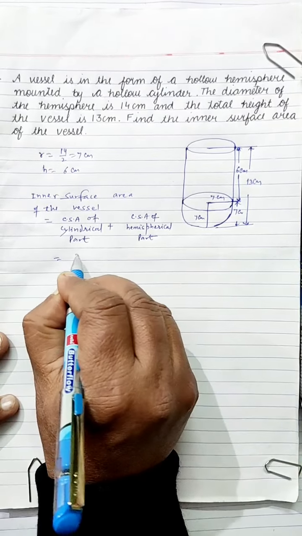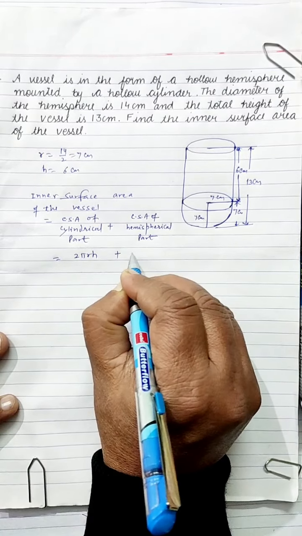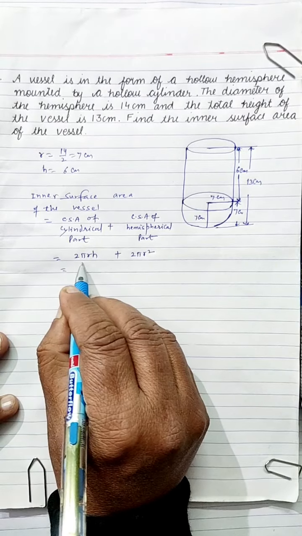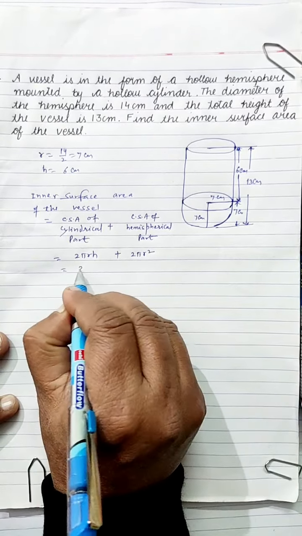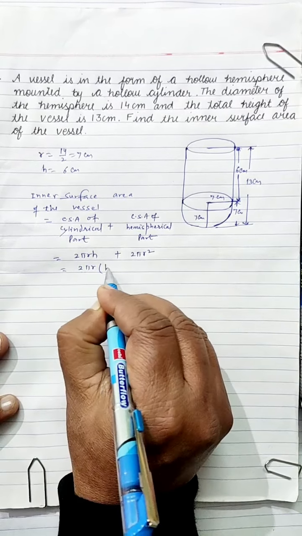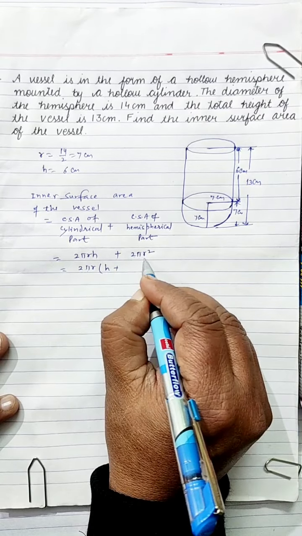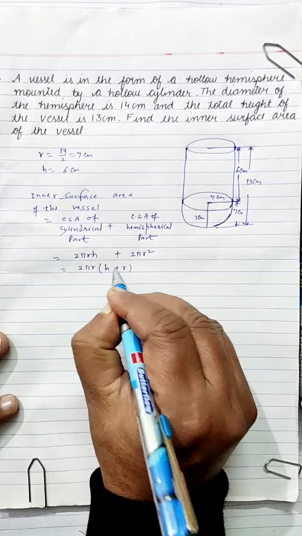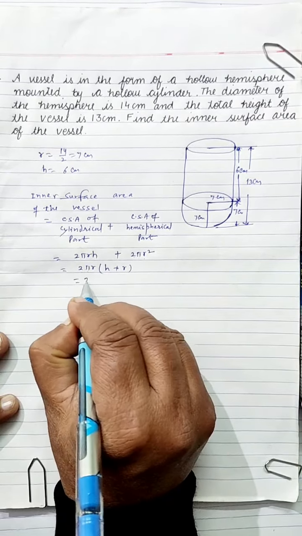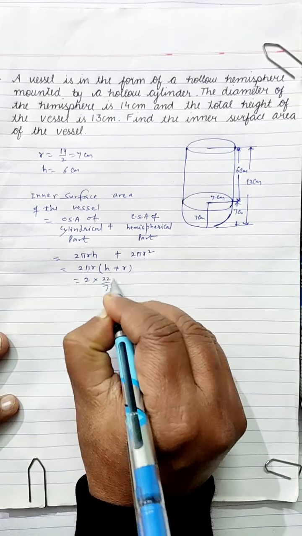Curved surface area of cylinder is 2 pi RH. Curved surface area of hemisphere is 2 pi R square. 2 pi R is common. From the first term 2 pi R is common, so h is left. From the second term 2 is common, pi is common, from R square R is common, so R is left. Now put the values. 2 into the value of pi, 22 upon 7.